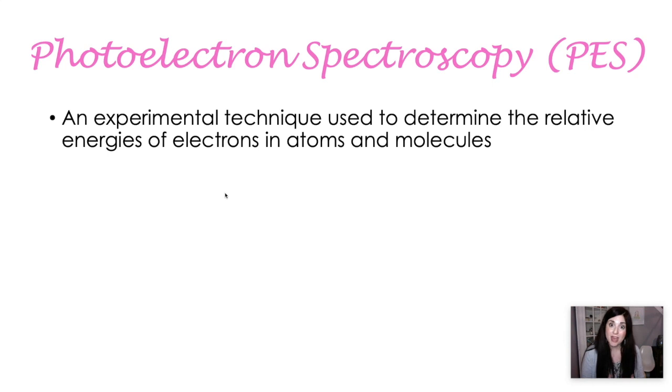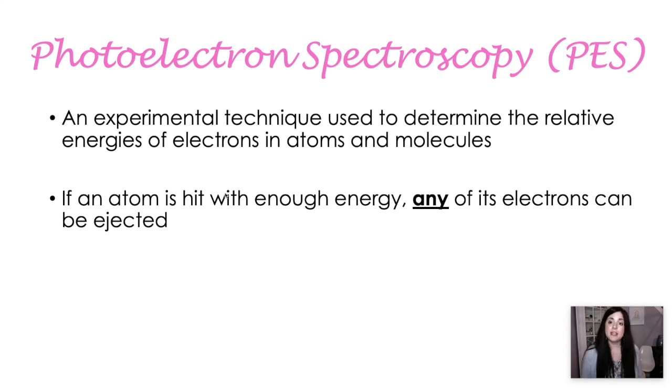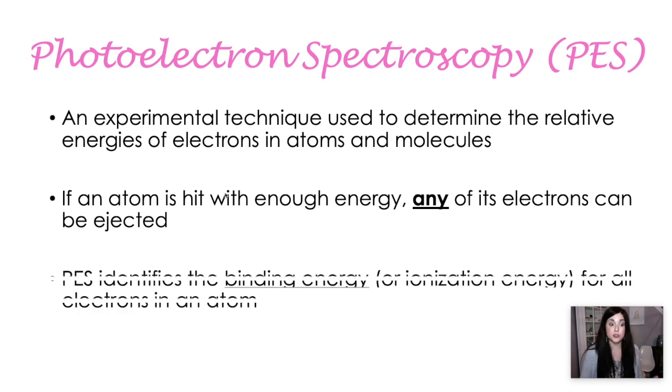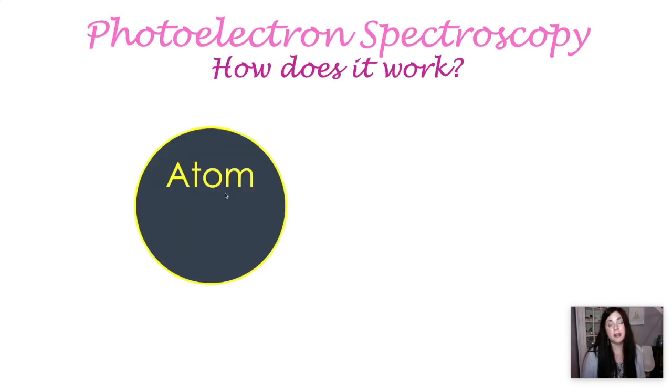We can measure that. We can measure how much energy it takes to remove different electrons depending on where they are around that nucleus. So if an atom is hit with enough energy, any of its electrons can be ejected. That's what X-rays do specifically. So photoelectron spectroscopy identifies the binding energy, or in other words, the ionization energy for all electrons in an atom. So we are able to determine how much energy it takes to remove every electron from an element. Let's go ahead and talk about how this works.